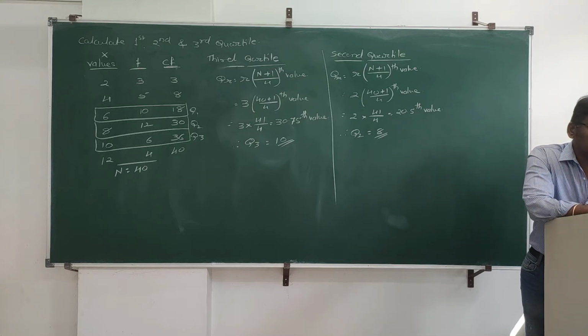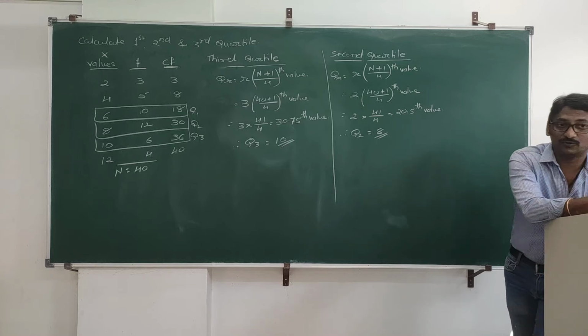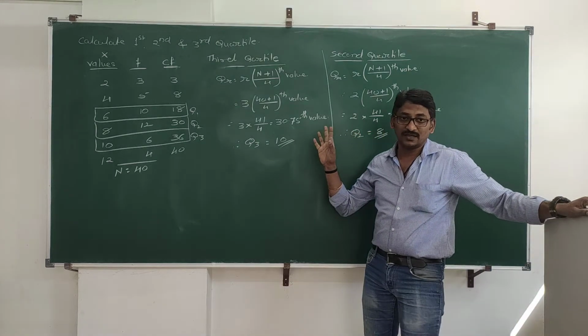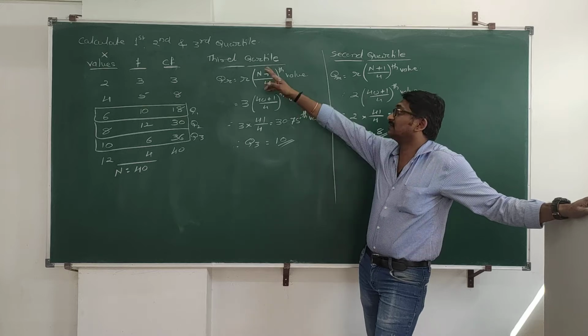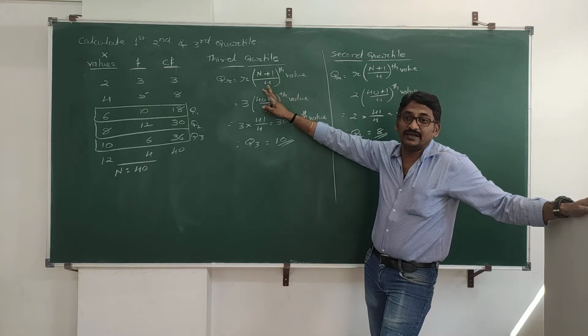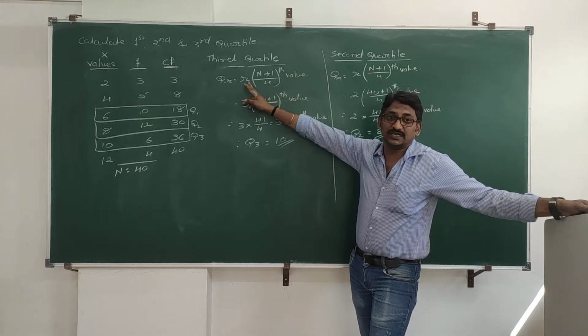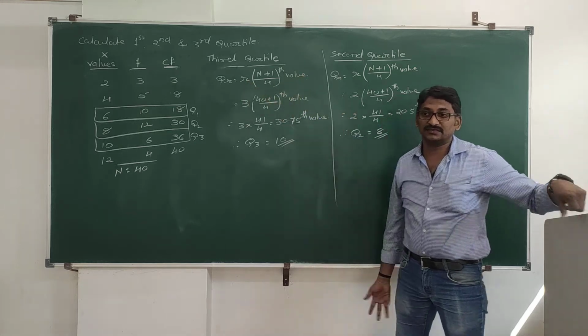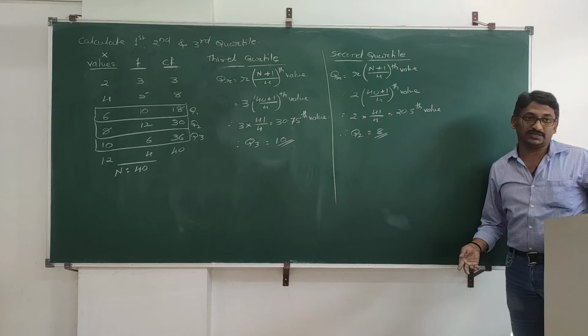It's so simple. If you know the median perfectly, steps are same. Only there is a change in the formula. What is the change? In median, it is n plus 1 divided by 2. Here it is n plus 1 divided by 4. And you have to consider R value. That's it. This is the only change between median and quartiles.